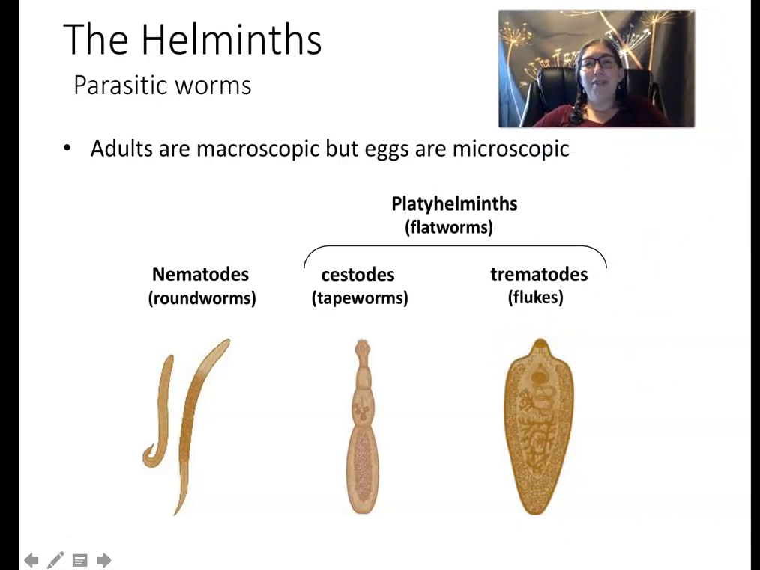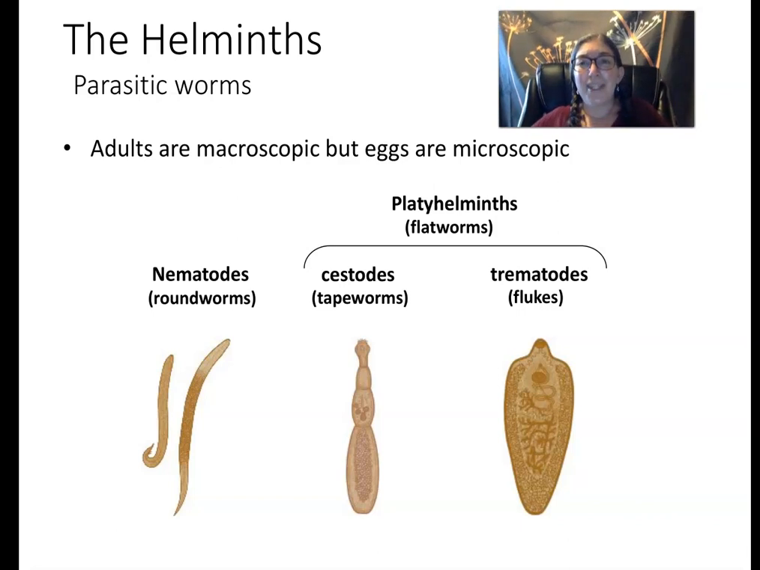Okay, so my favorite type of eukaryotic pathogen are the helminths, the parasitic worms. And although a lot of the adult worms are macroscopic, you can see them with the naked eye, especially something like a tapeworm, which can be several feet long. The infective stage, the larval stage and the eggs, are microscopic. So we still lump them in with microbes because the part that would get us sick, we can't see.